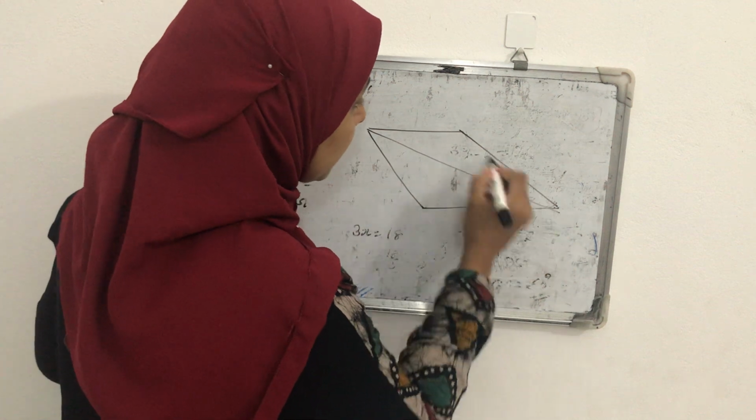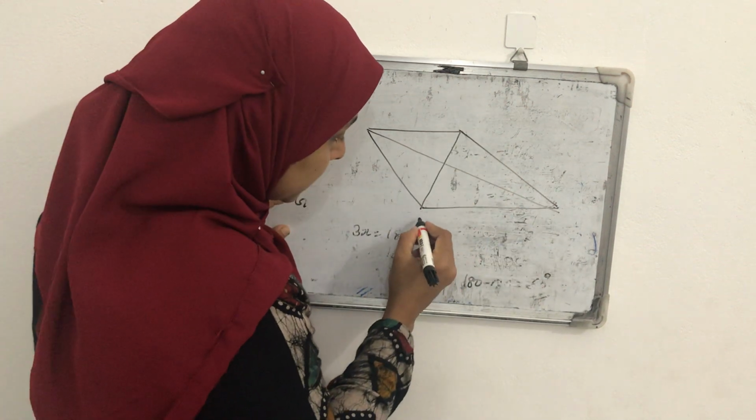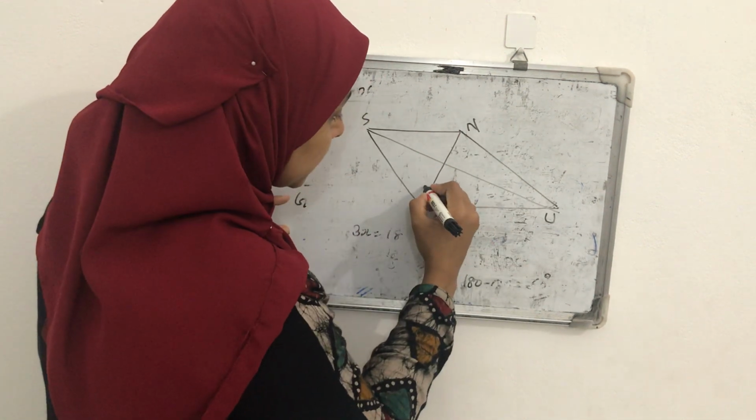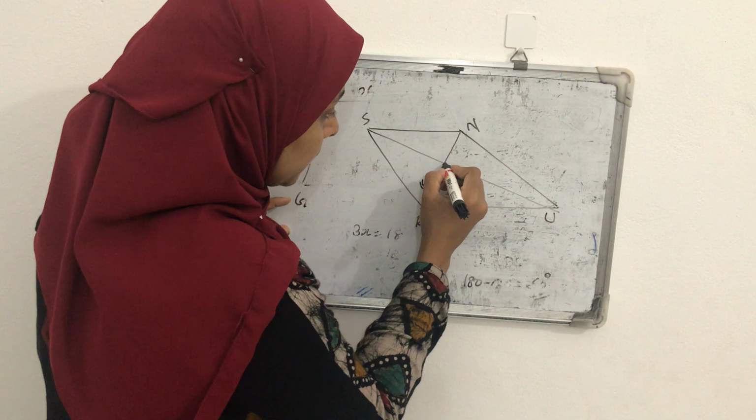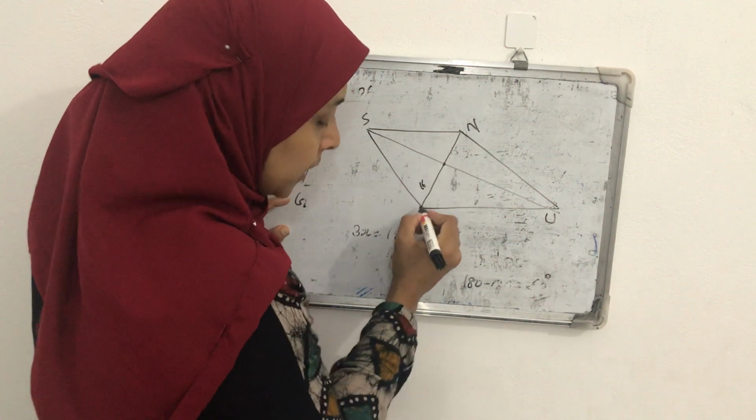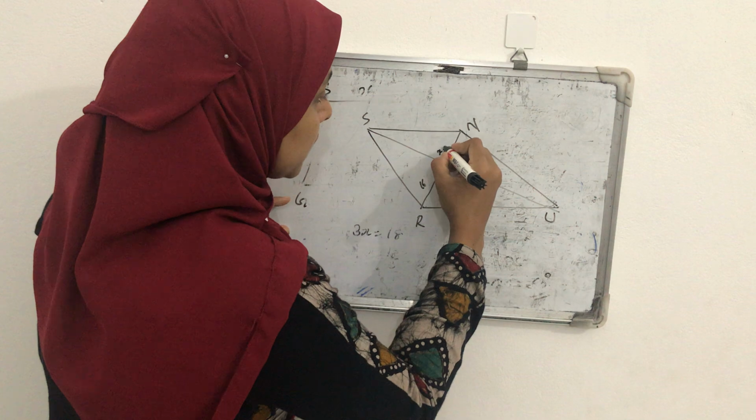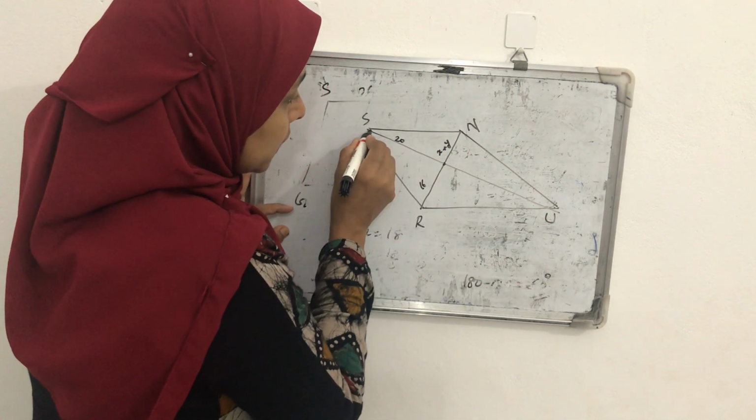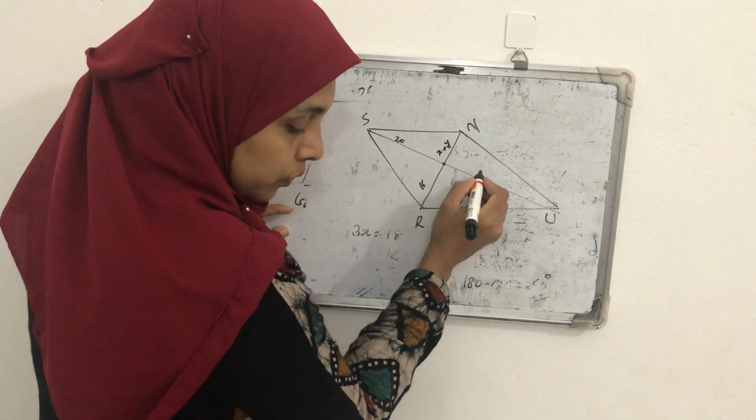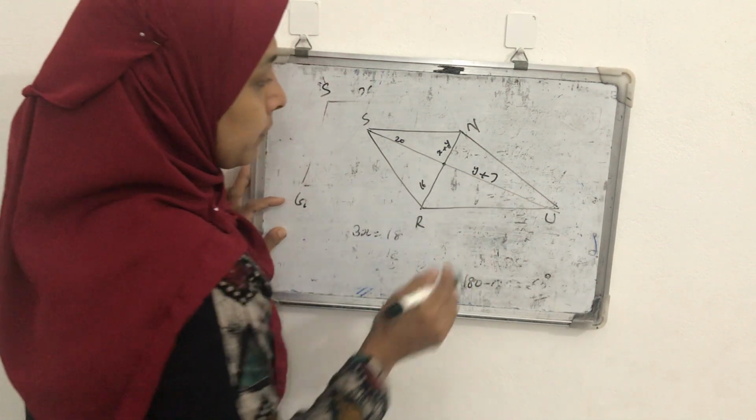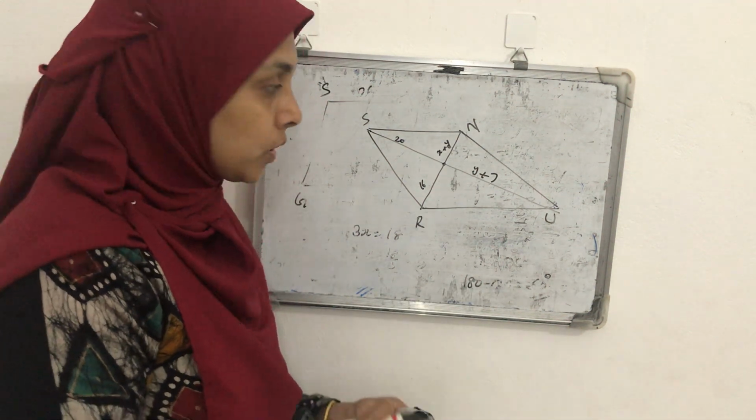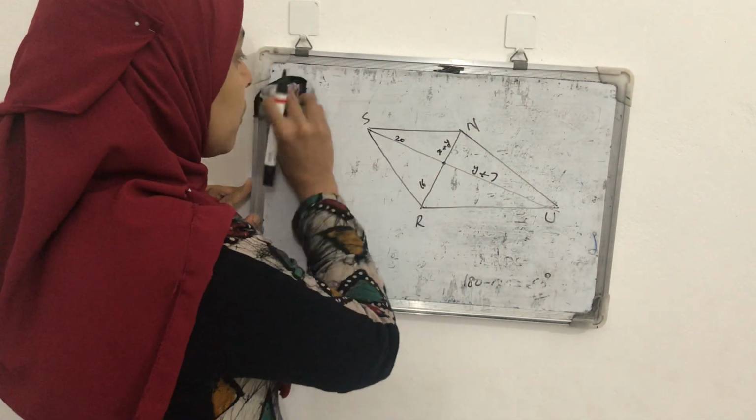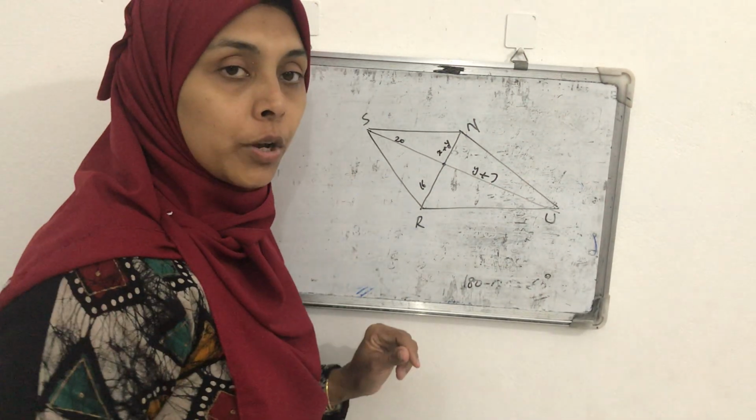Here two diagonals are given, and the figure is named RUNS. This side is given as 16, that is the length from here to here. This is given as x plus y, and this side length is given as 20, from here to here, and this is y plus 7. Which property can we use here to find the values of x and y? What are the properties of the diagonals of a parallelogram?